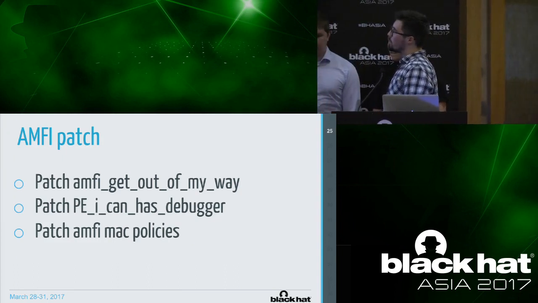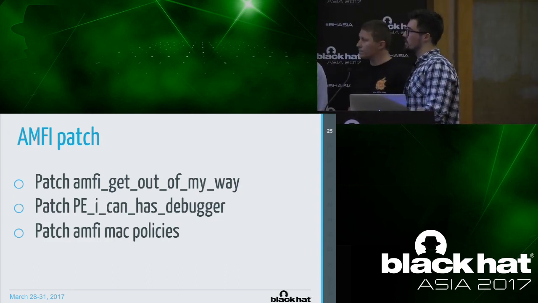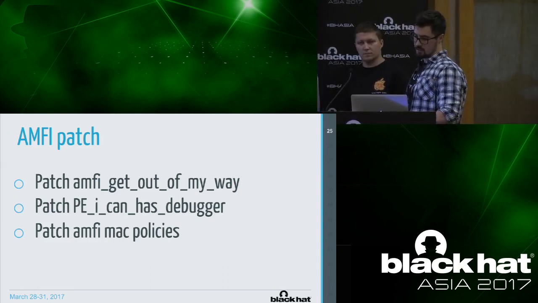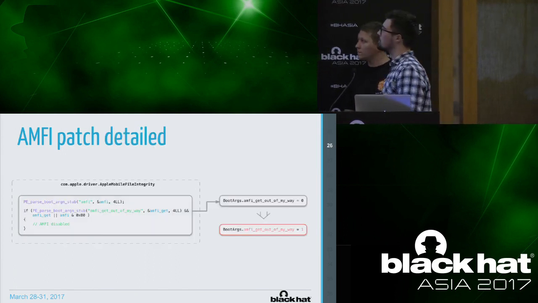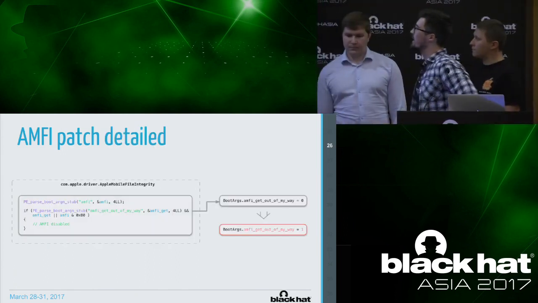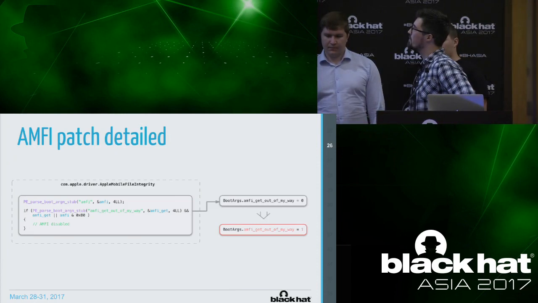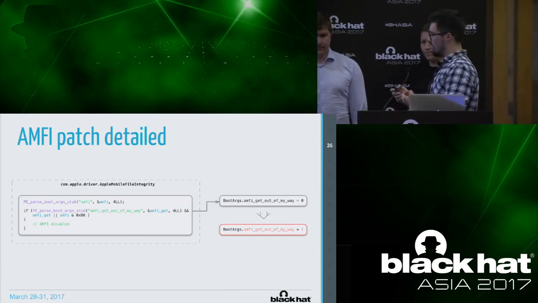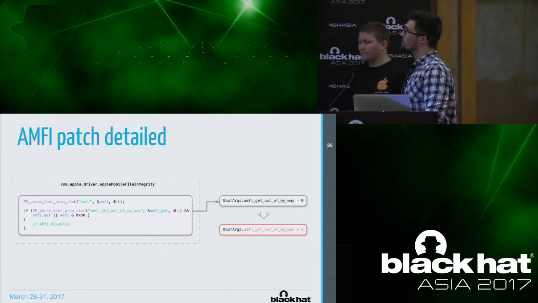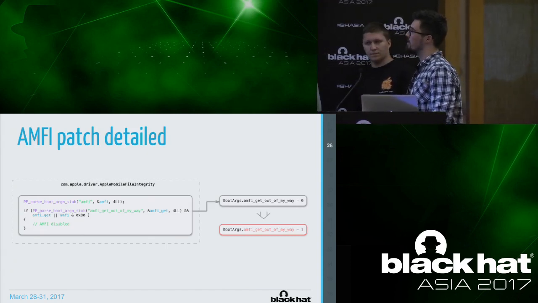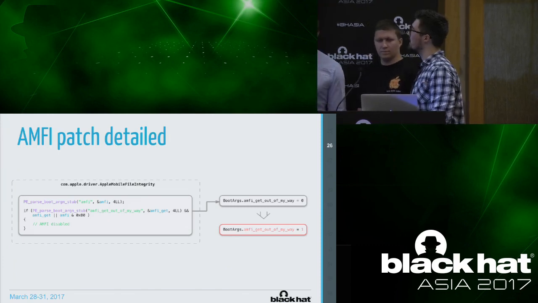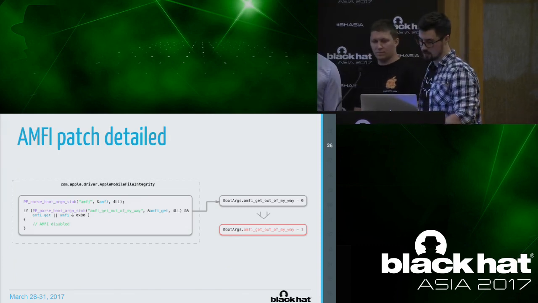Another way, we can patch only interesting policies directly in the Amphi kext. This is how it looks like. As I said, Amphi init respects the Amphi and Amphi get out of my way boot arguments. If they exist, it reads the corresponding value of this boot argument and sets the variables. So we can directly patch these variables to get Amphi get out of my way functionality.